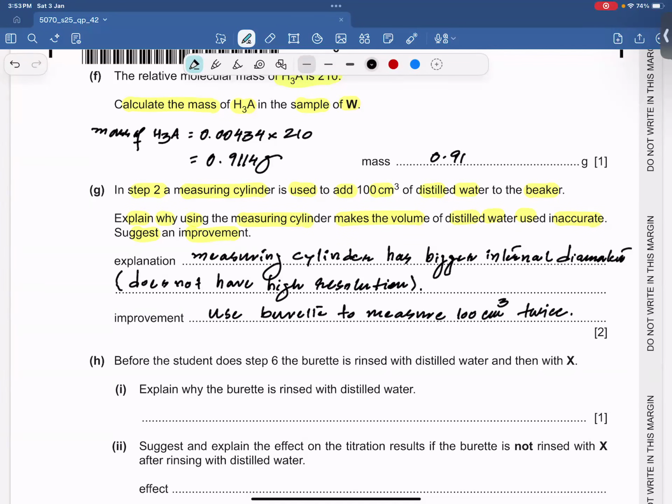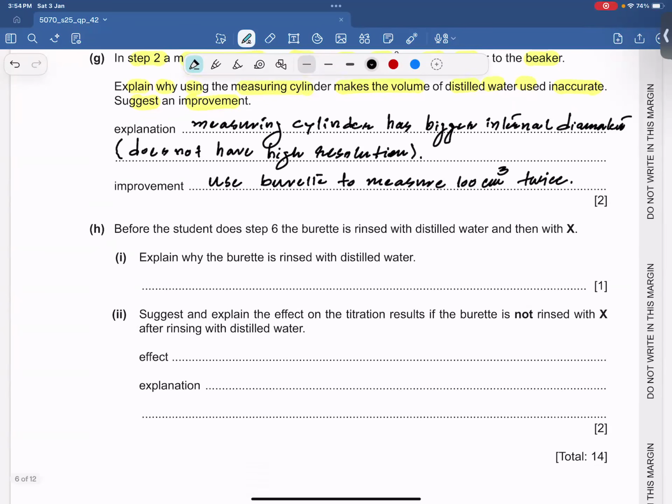Because the size of the burette is 50 cm cube, to measure 100 cm cube we need to use it 2 times. We need to measure 50 cm cube volume 2 times. Okay. Before the student does step 6, the burette is rinsed with distilled water and then with X.